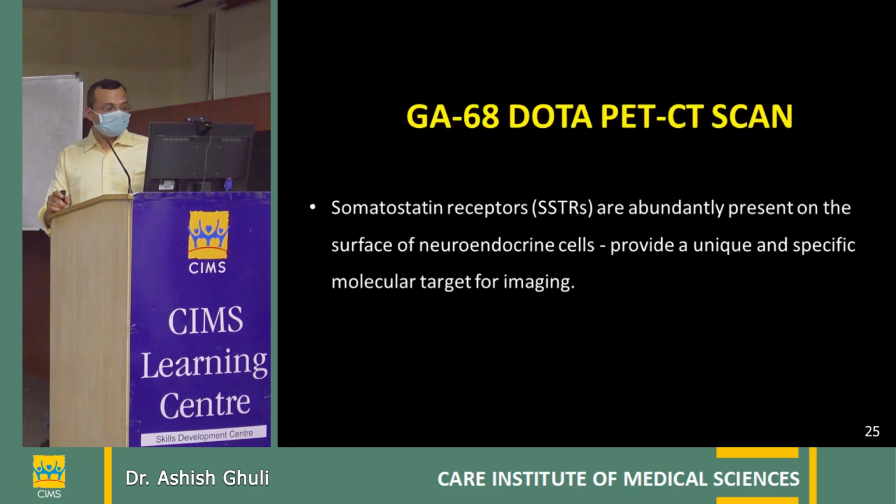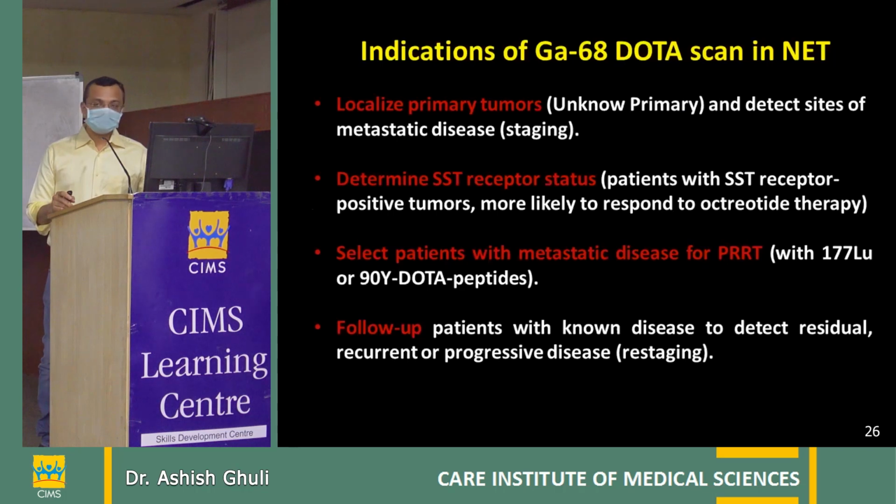Coming to gallium DOTA, somatostatin receptors are abundantly present on the surface of neuroendocrine tumors. So they provide a unique and specific molecular target for the DOTA PET CT scan. It is used to localize an unknown primary in a metastatic disease. It is used for staging. It is used to determine the somatostatin receptor status, and these are the patients who are likely to benefit from octreotide therapy. We can also select patients with metastatic disease and subject them to PRRT.